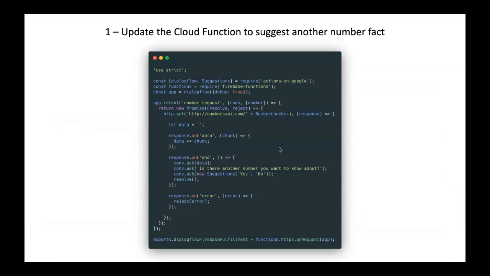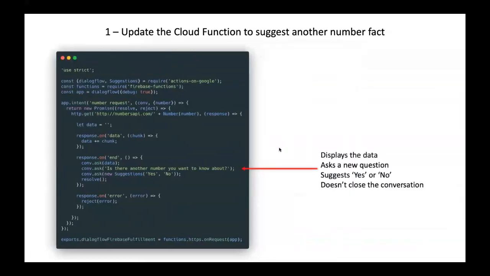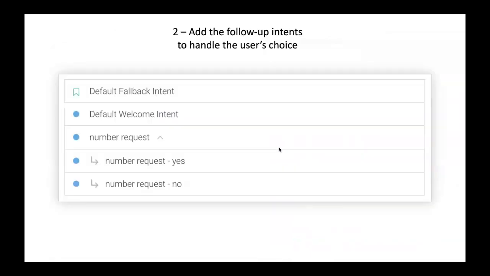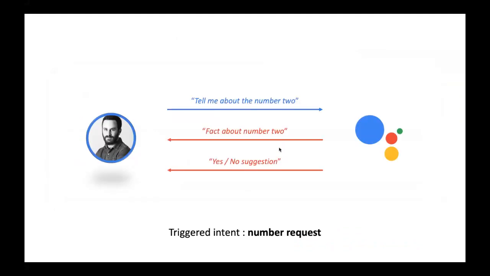So first I'm going to update my cloud function. I now want to display the fact, then ask a new question and suggest possible answers. That will be displayed as clickable chips into the assistant above the keyboard. Then I must add 2 follow-up intents on my custom number request intent on the Dialogflow agent to handle the possible answers that I should receive directly after my fact has been displayed. It will go like this.